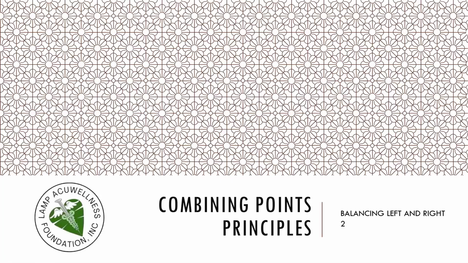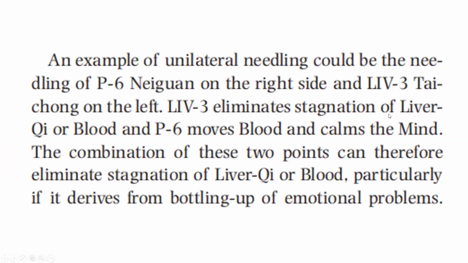Let's discuss combining points principles, the balancing left and right. An example of unilateral needling could be the needling of PC 6 on the right side and liver 3 on the left. Liver 3 eliminates stagnation of liver qi or blood, and pericardium 6 moves blood and calms the mind. The combination of these 2 points can therefore eliminate stagnation of liver qi or blood, particularly if it derives from bottling up of emotional problems.